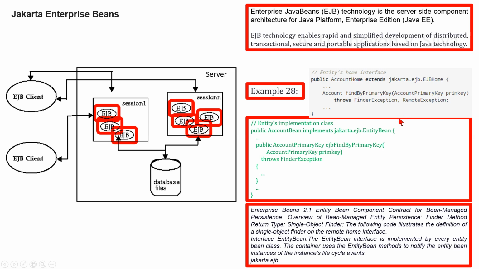For a single object finder, the result type of a find method defined in the entity bean's remote home interface is the entity bean's remote interface, and the result type of a find method defined in the entity bean's local home interface is the entity bean's local interface. The result type of the corresponding ejbFind method defined in the entity bean's implementation class is the entity bean's primary key type.